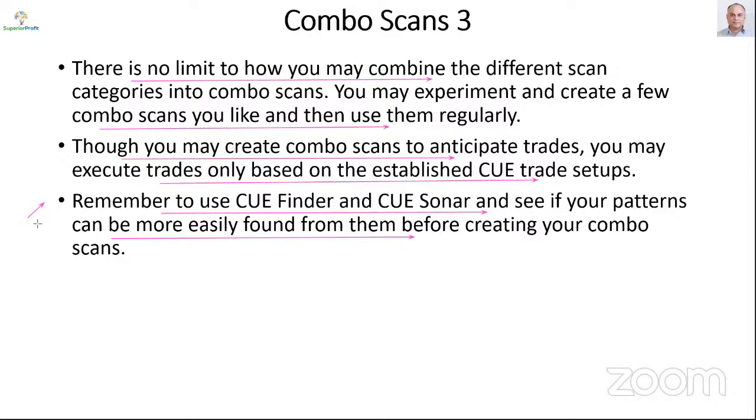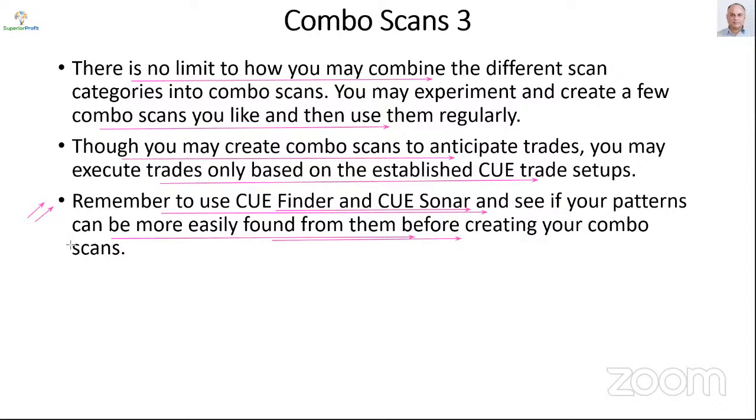You have some patterns in mind, and if those can already be found using Finder or Sonar, then there's no point running combo scans on them. You already find them from Finder and Sonar. Very powerful tools, very exhausting also. But every combo scan cannot be implemented using Finder Sonar. So you may have some favorite combo scans for them.